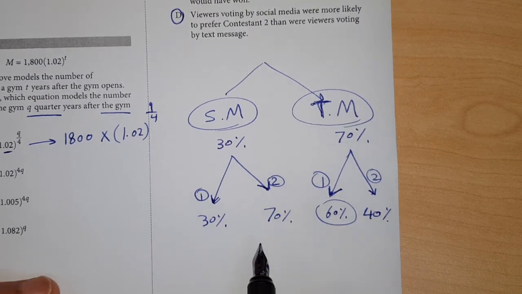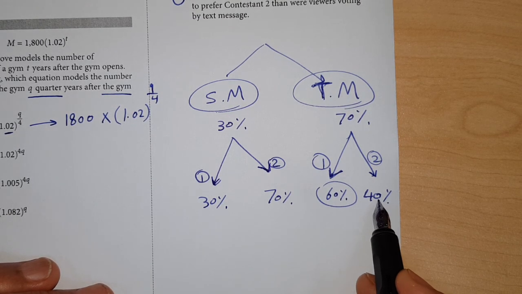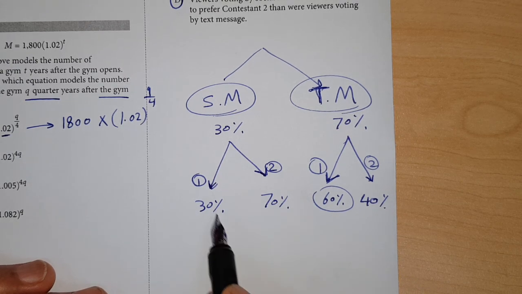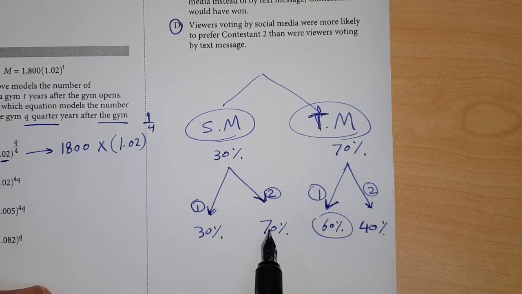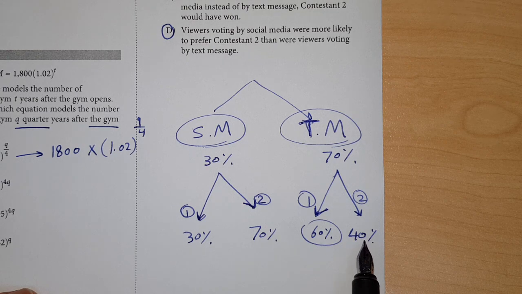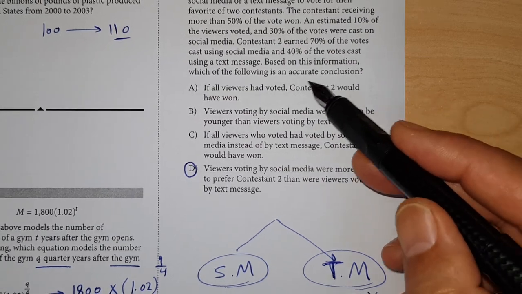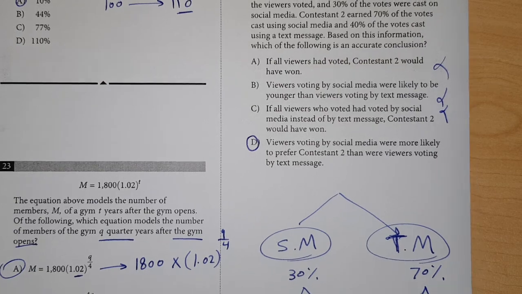The meaning is that in this ratio, contestant 2 gets more than in this one. Those who vote through social media prefer contestant 2 more than contestant 1. But here, contestant 2 gets 40% while contestant 1 gets 60%. The other options, A, B, or C, will be wrong.